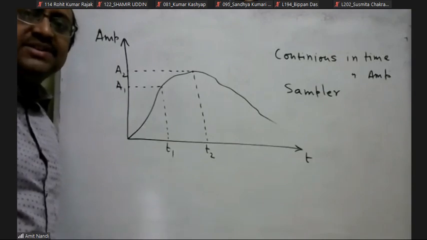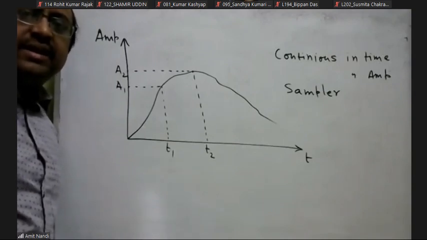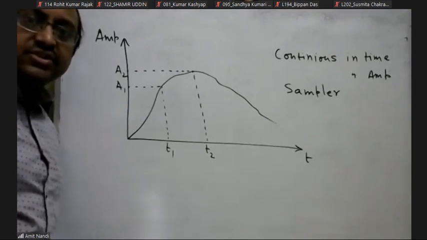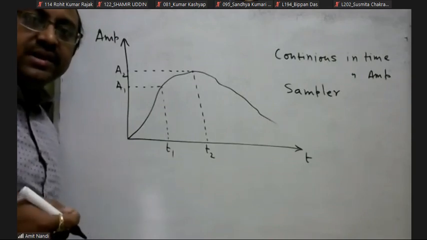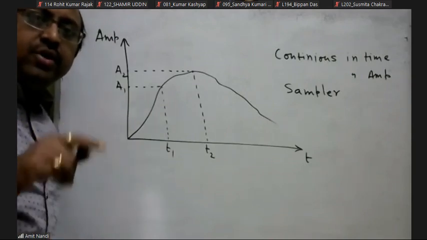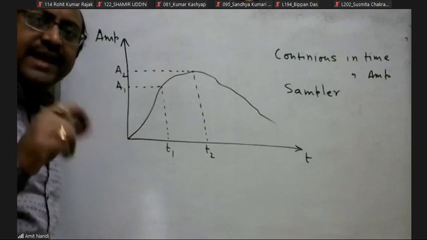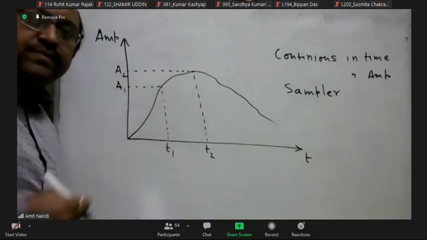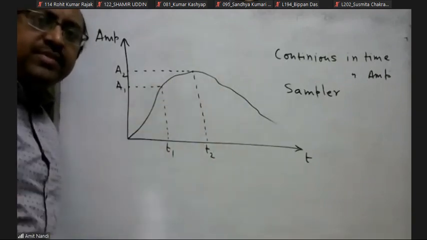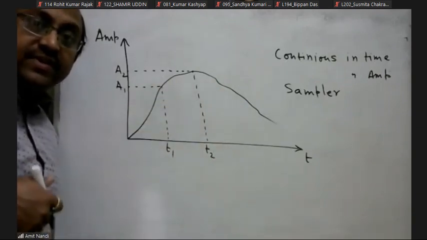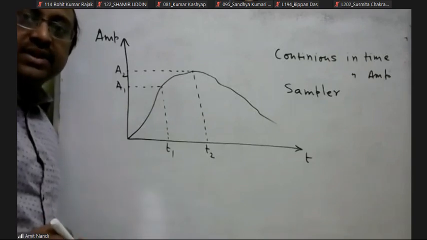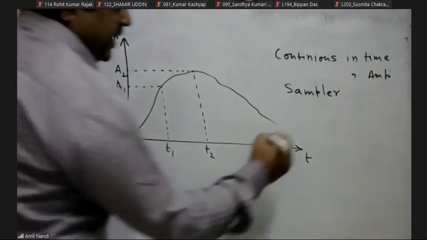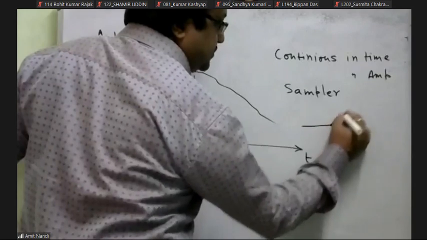So a sampler is basically nothing but a switch. We can connect a switch, and this switch will be turned on and off in a particular time duration, and the signal will be applied to the input of the switch. From the output terminal we get the sampled version of the input signal. So this input signal is applied through a switch.